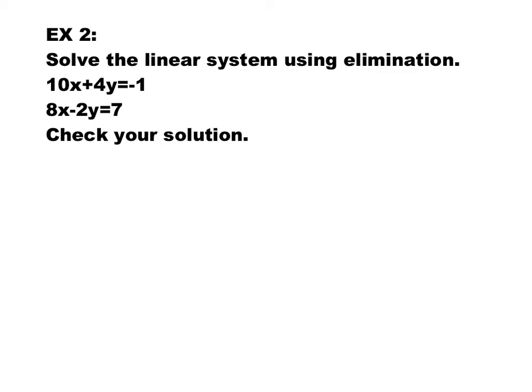So if I multiply the second equation by a constant 2, let's see what will happen. The first equation remains the same, meaning 10x plus 4y is equal to negative 1. But the second equation, I'm going to multiply everything on the left and the right by a constant 2. So 8 times 2 gives me 16x. Negative 2 times 2 gives me negative 4y. And 7 times 2 gives me 14.